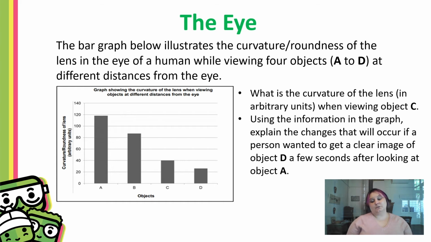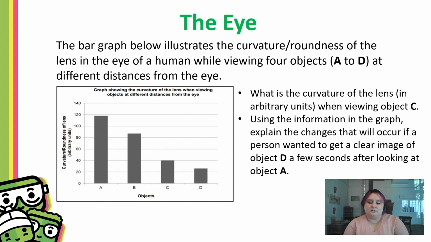Next, they ask us to use the information in the graph to explain the changes that will occur if a person wanted to get a clear image of object D a few seconds after looking at object A. So what they're actually asking us is to describe how the curvature of the lens is changing from when we look at object D to looking at object A. So that is a question about accommodation, which is really helpful once we know what the question is asking us, because then we can focus in on our answer. So let's have a look at how we would answer a question about accommodation.